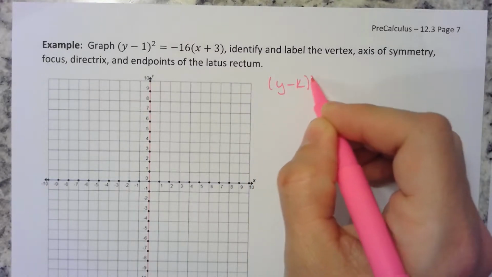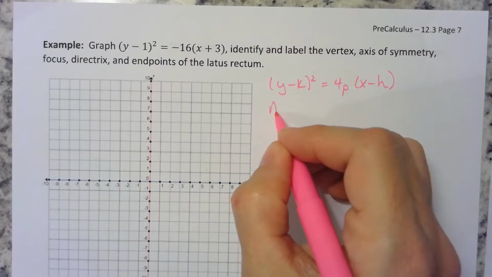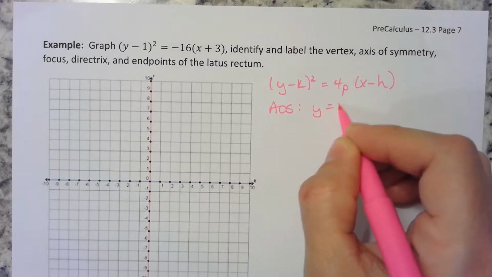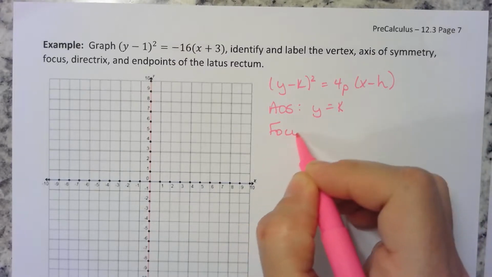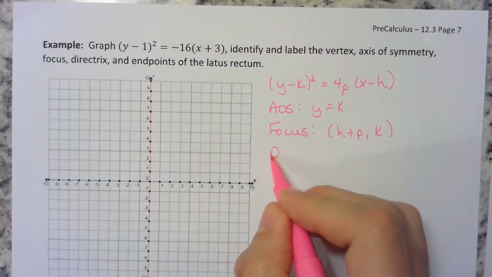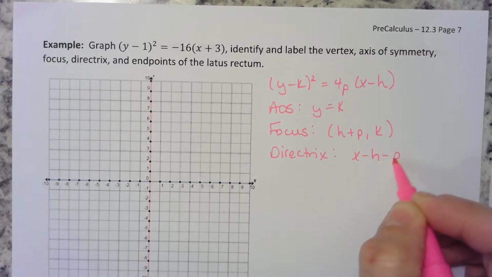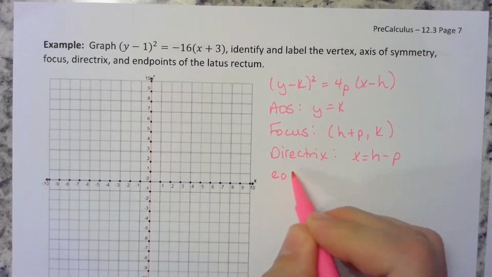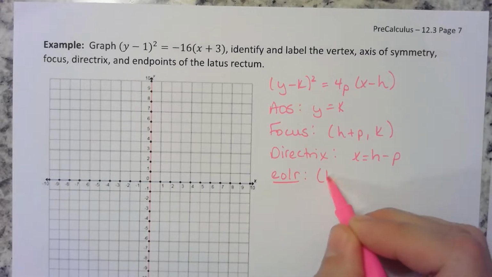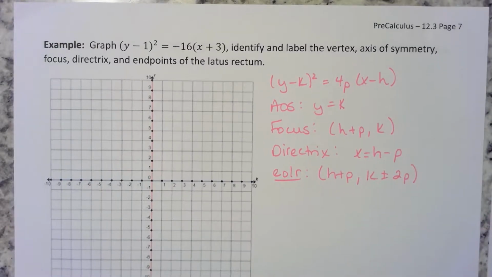Y minus k all squared is equal to 4p times x minus h. The axis of symmetry is y equals k. The focus is h plus p, k. The directrix is x equals h minus p. And the endpoints of the latus rectum will be h plus p and k plus or minus 2p. So that's everything that I know about that particular form of the equation.